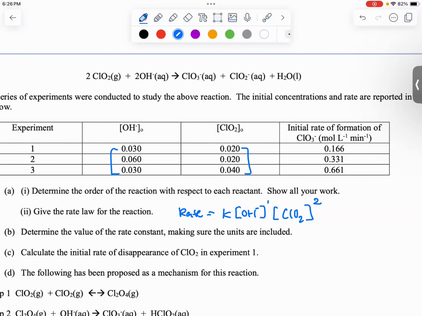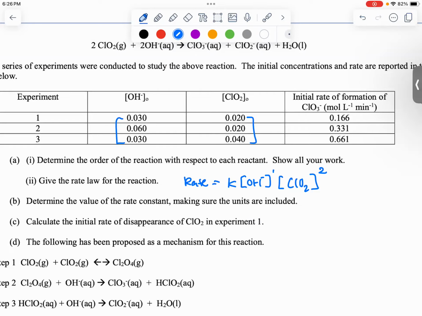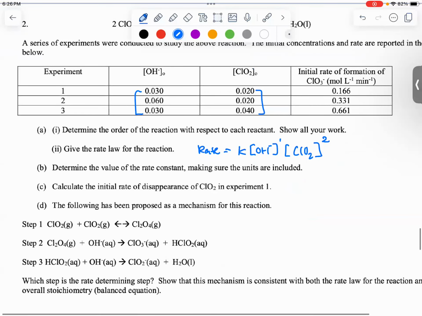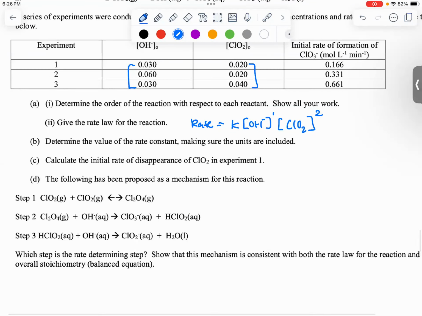Now, I'm going to skip part B and part C for the moment because that's pretty straightforward. Now, I want to look at part D. Take a look at part D. Okay, so they're not telling you which one's the slow step. So you've got to determine which one is the slow step, which one is the rate determining step. And you have to show that this mechanism is consistent with both the rate law for the reaction and the overall stoichiometry.